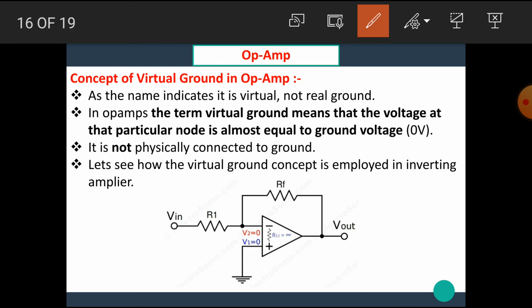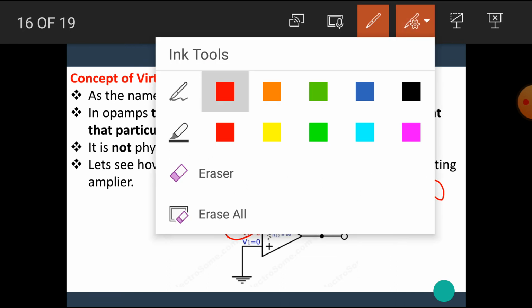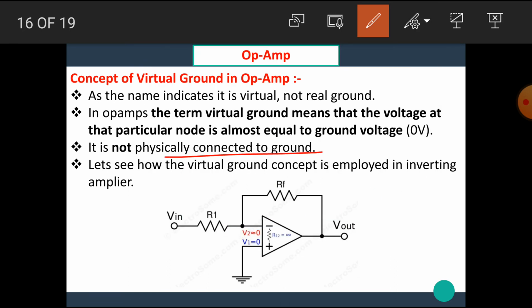In op amps, the term virtual ground means that the voltage at that particular node is almost equal to the ground level or the zero level. That means if this has zero voltage, then at this point the voltage is also zero, but it is not actually connected to the ground. This point is not actually connected to the ground, but its potential is zero. Hence, this point is known as the virtual ground point. It is not physically connected to the ground.